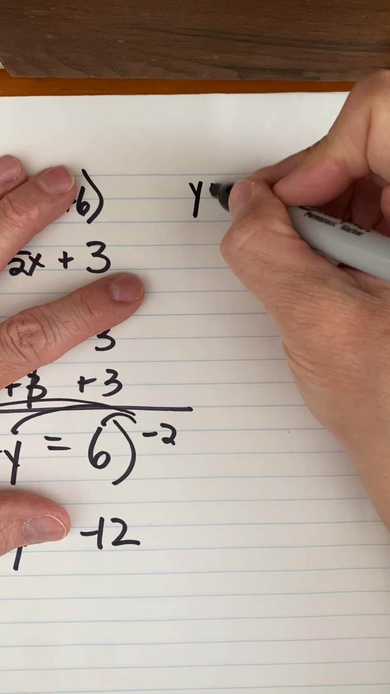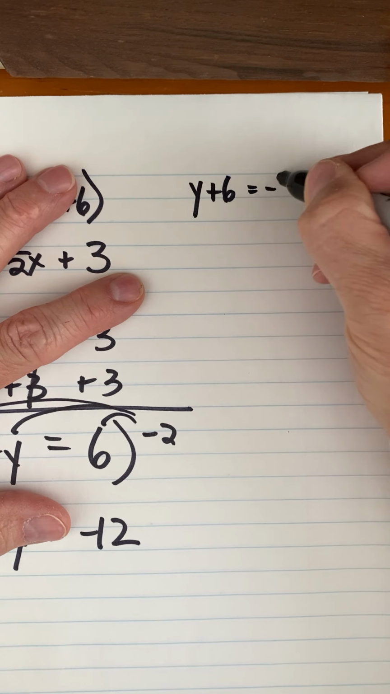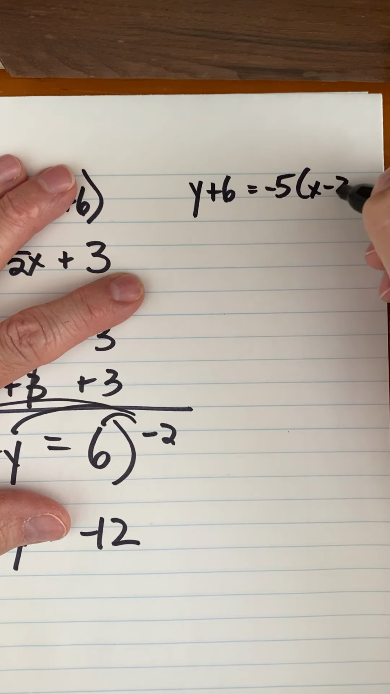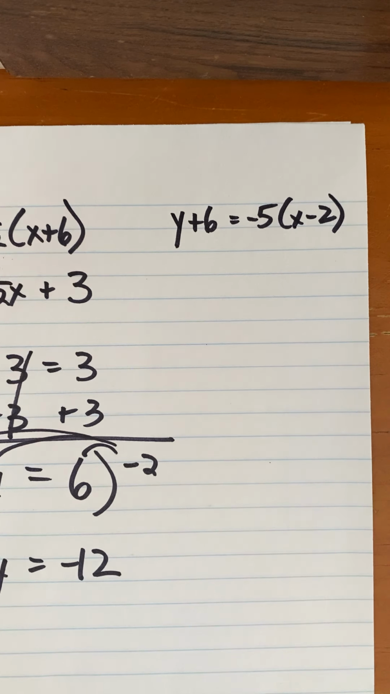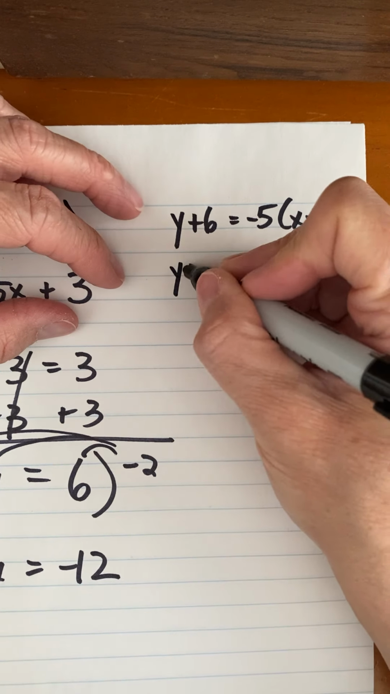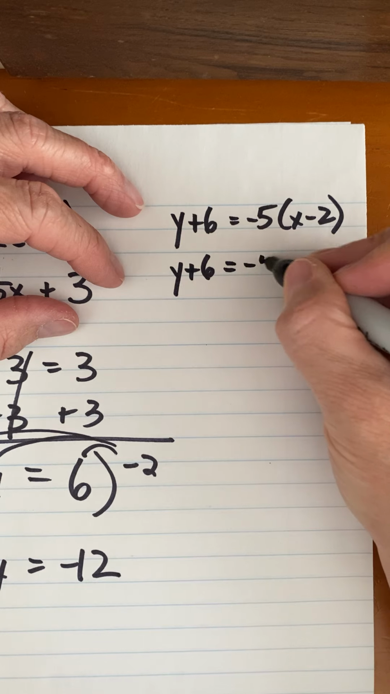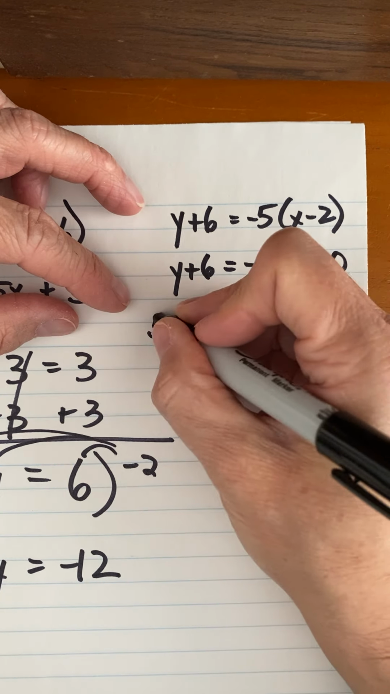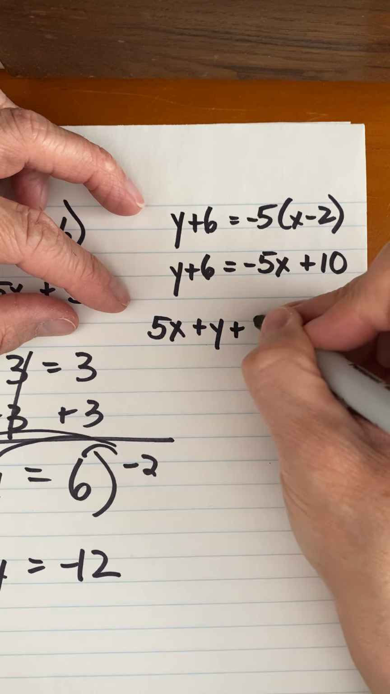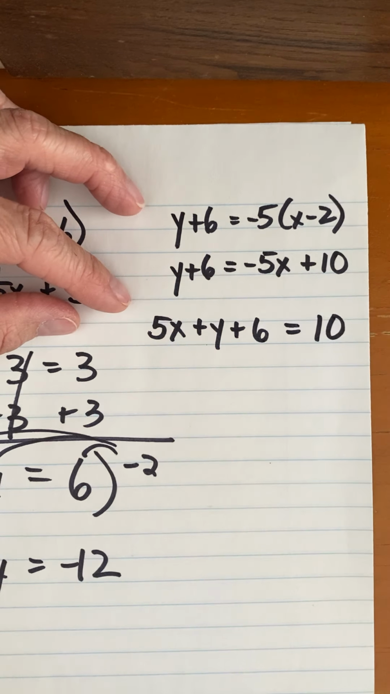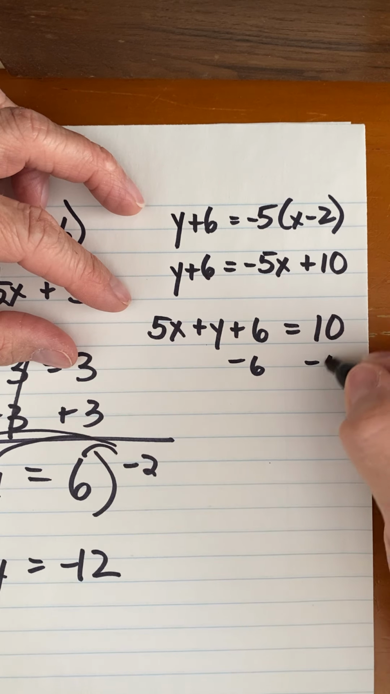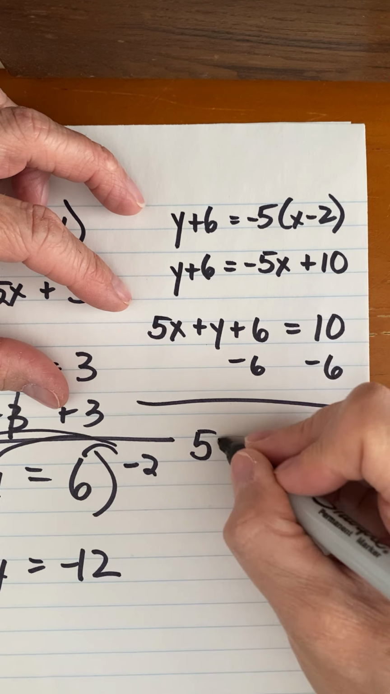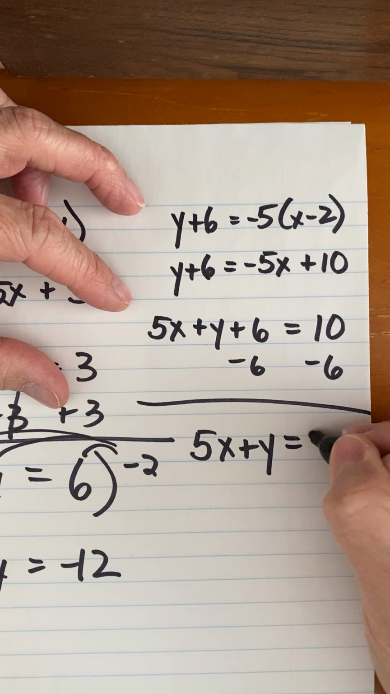The next one is y plus 6 equals -5 times (x minus 2). Okay, why don't you stop the video and try to do this on your own? Okay, so the first thing I'm going to do is distribute: y plus 6 equals -5x plus 10. Now I'm going to get the x on the same side as the y by adding 5x to both sides. Now I'm going to subtract 6 from both sides, and I get 5x plus y equals 4.